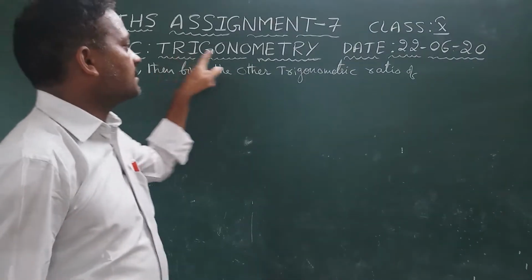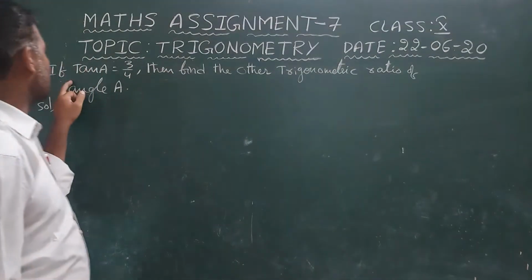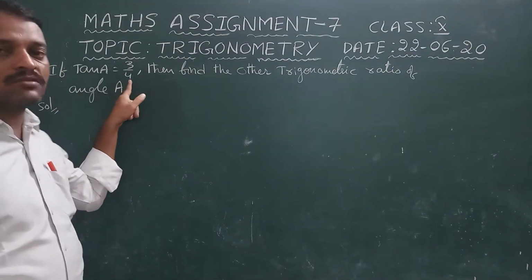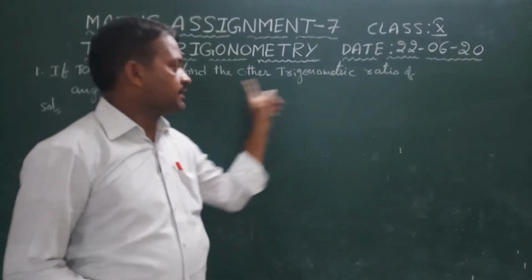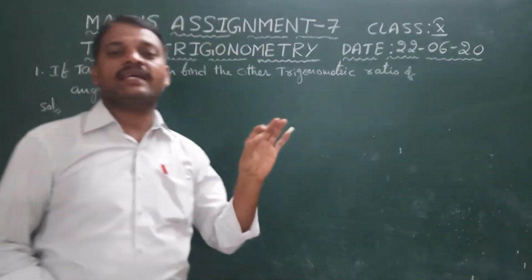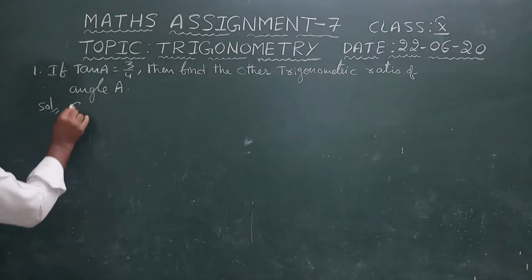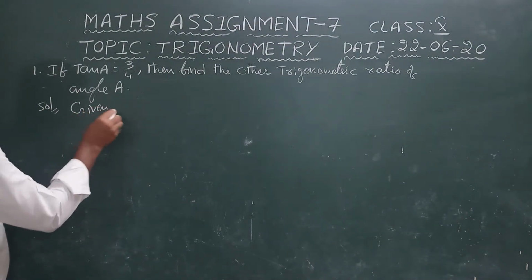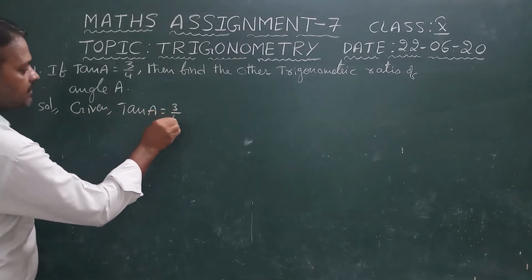Today's topic is trigonometry. The first question is: tan A is equal to 3 by 4. Find the other trigonometric ratios of the acute angle A. Now, the given is tan A is equal to 3 by 4.